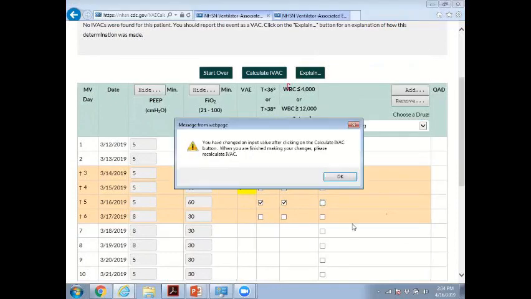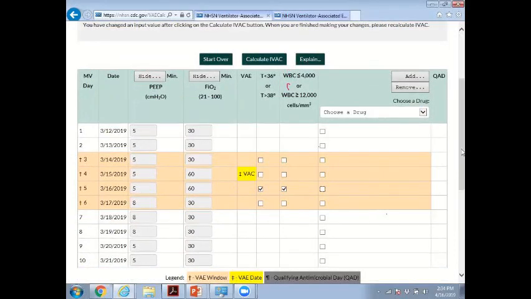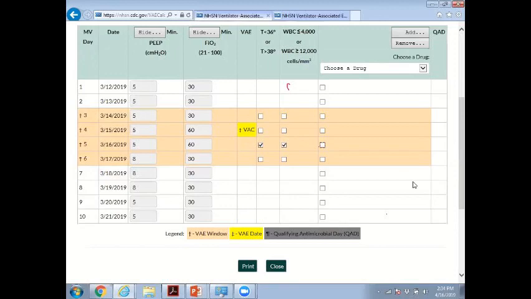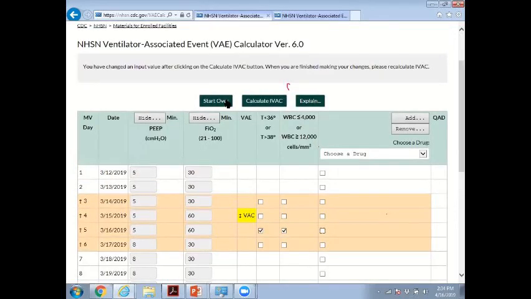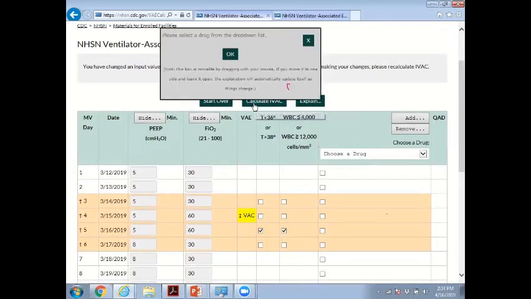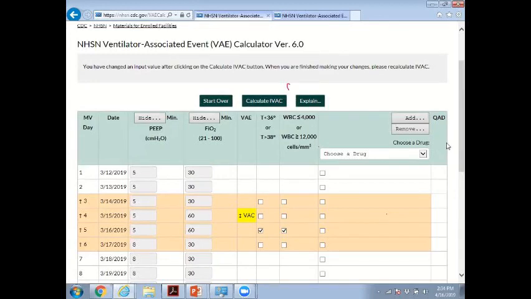Let's say the patient doesn't have an antibiotic. We will calculate again. We will calculate IVAC. Here it will ask for a drug.